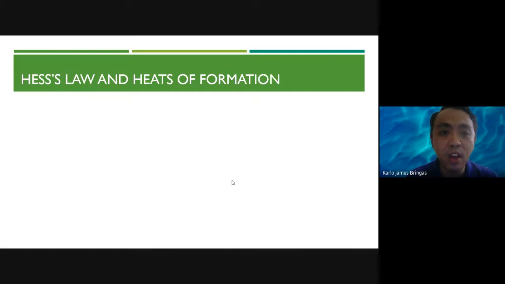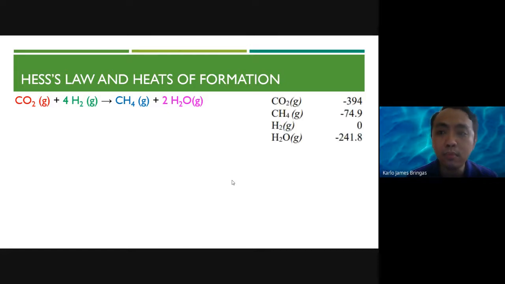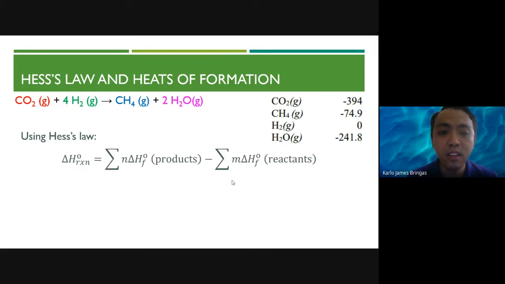Sige, so now let's try to use the given information. So we have the target equation that we have, and the data for the heats of formation are also given here. So what we're gonna do is we now use Hess's law to compute the delta H. So delta H of the reaction at standard state is given by this equation over here.